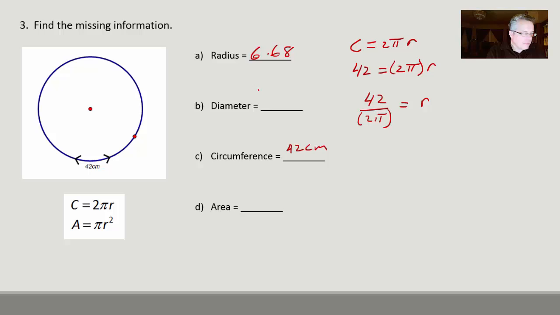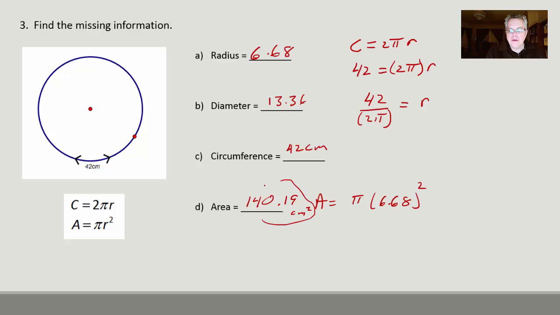Okay, now times that by 2, you get the diameter. And to get the area, we'll do pi times the radius, 6.68 squared. Well, I got a decimal going here already, so I'm just going to make the whole thing a decimal now. So it's 140.19. It'd be centimeters squared if you did that. So that's the answer there. 140.19 centimeters squared.